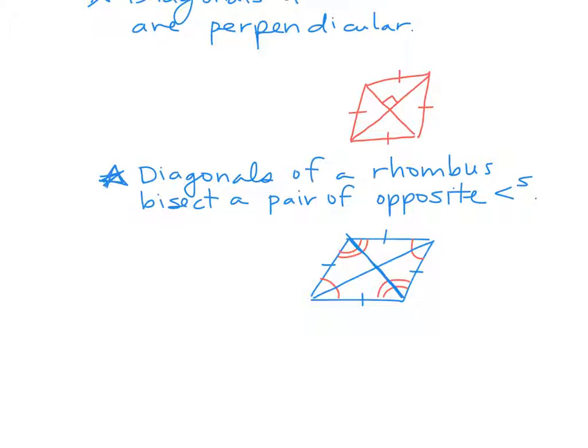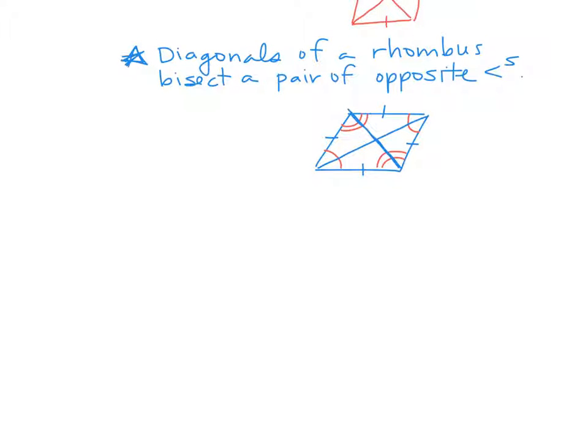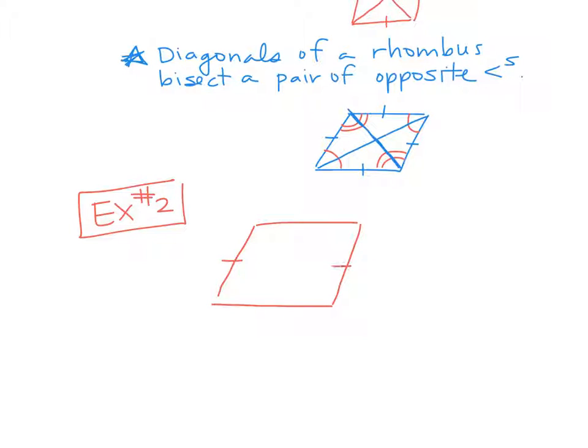Okay, so I'm going to give you a couple examples of how you're going to see this today. So this is example 2. Let's say this is a rhombus. There's a diagonal. This angle is 100, this angle is 1, 2, and 3.